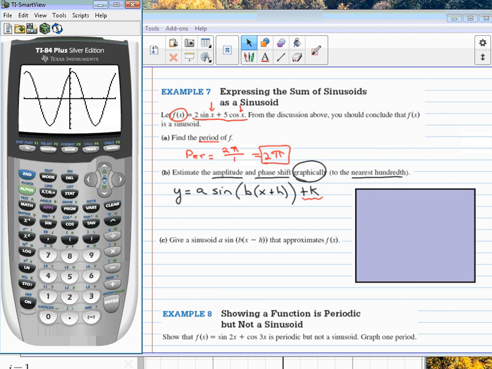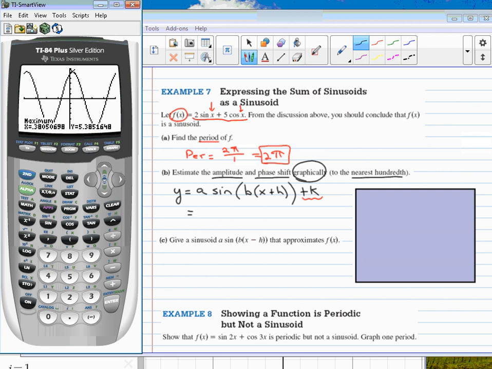We could verify that by doing the next part that's going to help us out. I want to know the amplitude. I want to know how high it goes. So I need to find a maximum of this. So calculate the maximum, choice 4. Left bound, right bound. And it says x of 0.38 is where it occurs, and the maximum is 5.385. 5.39. So I have my maximum, or my amplitude, 5.39. And we're going to write it as a sine graph again.